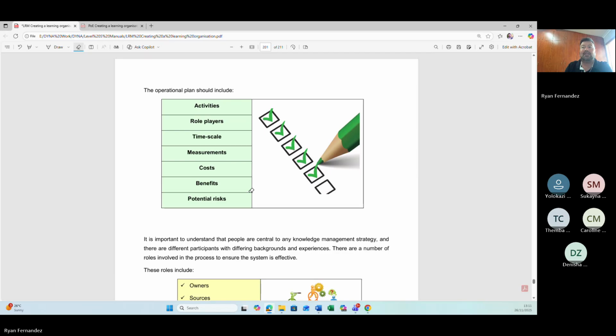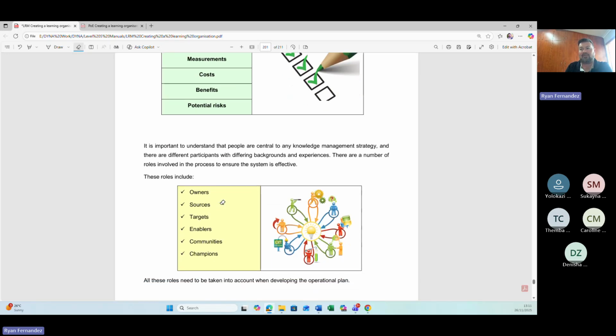So in the operational plan, we need to have activities, role players, when it's going to be done, so timescales, measurements, costs, benefits, and potential risks when it comes to knowledge, data, and information.